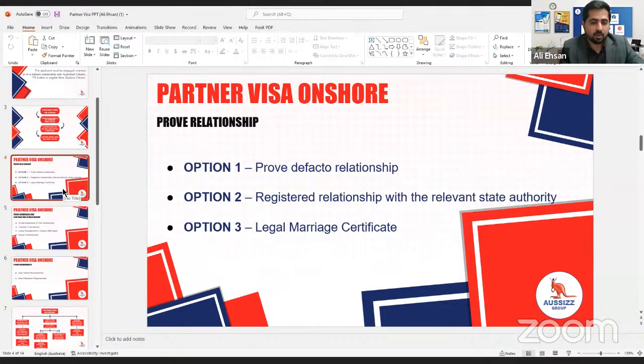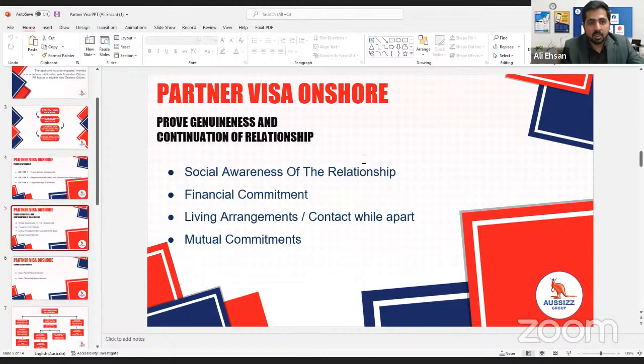Now, this is not enough. You still have to prove other aspects of the relationship. How to prove the genuineness and continuation of your relationship? Because the first thing the department requires in this visa is that you have mutual commitment to each other. To prove that your relationship is genuine and continuing, there are 4 key factors that you have to satisfy.